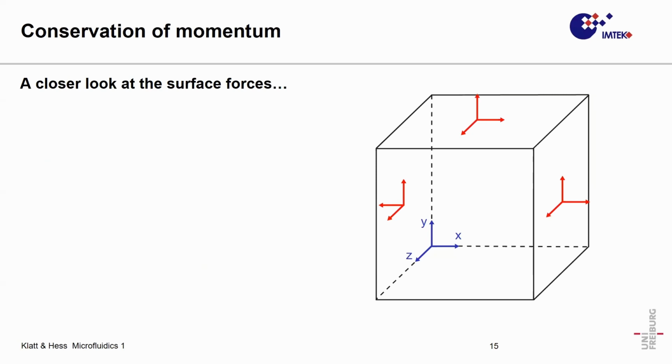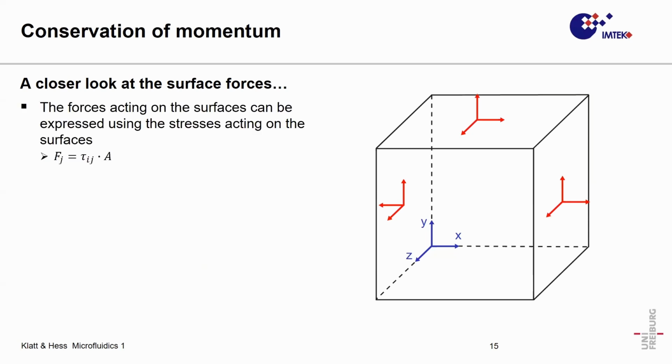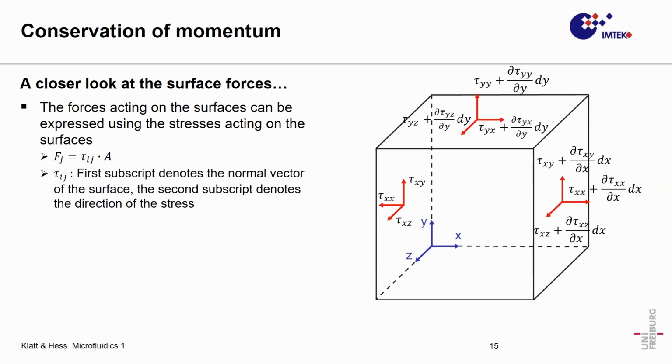On the right-hand side, you can see again the control element. And here I have already marked some stresses. So the forces that are acting on the surfaces can be expressed using the stresses acting on those surfaces. Each force can be calculated by looking at the stress on a given surface multiplied by the surface area itself. This looks complicated, but it is actually quite easy.